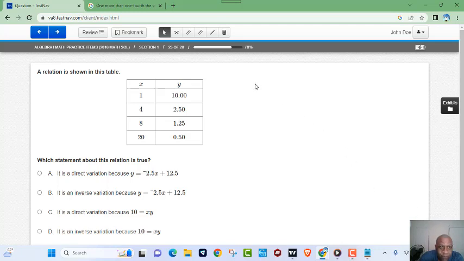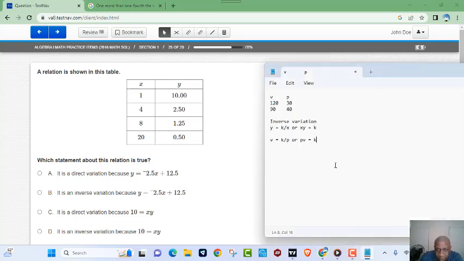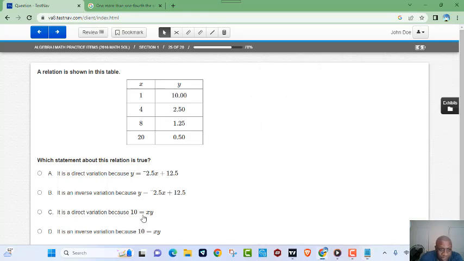All right, on to question 25. A relation is shown in this table. Which statement about this relation is true? Well, if we look, our x's are steadily increasing and our y's are steadily decreasing. So if this one is increasing and this one is decreasing, that's inverse variation. Inverse variation, like we just learned, is y equals k over x, or xy equals k. So it's an inverse variation.